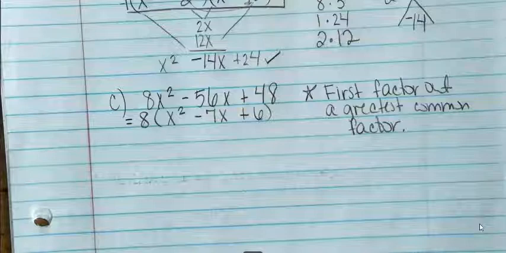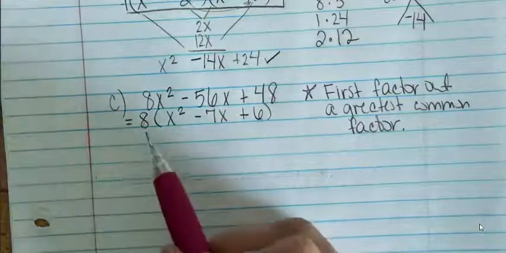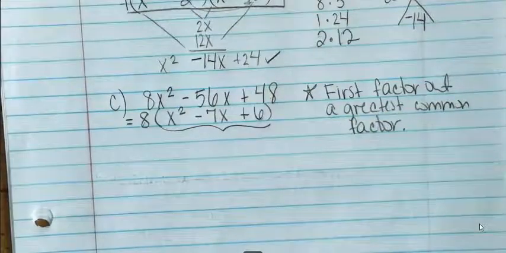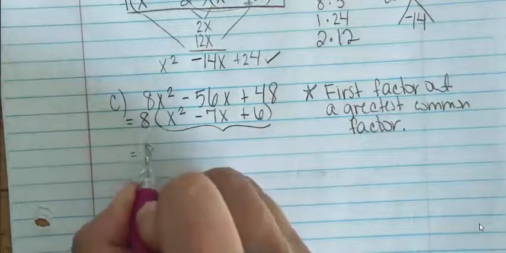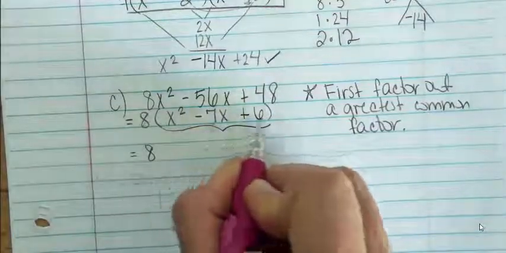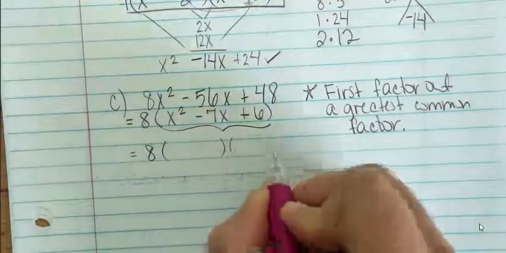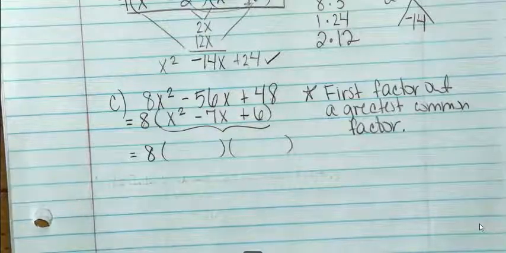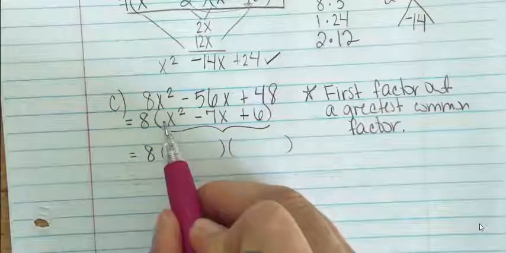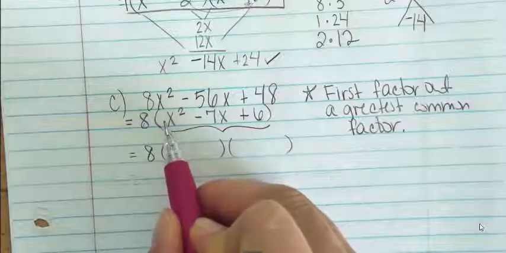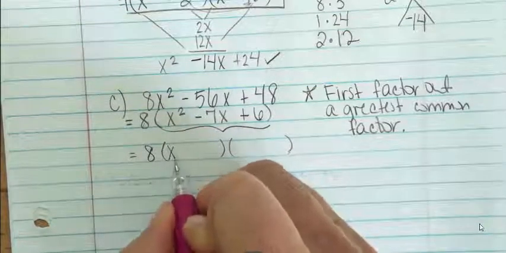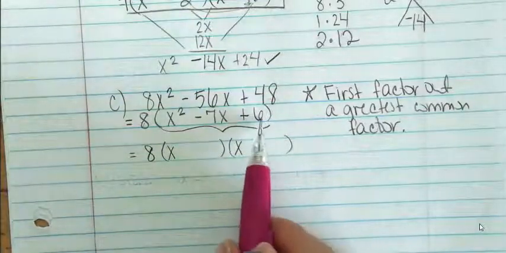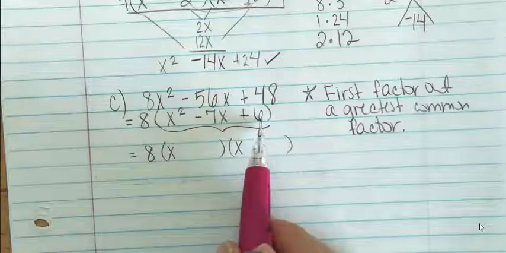Now, the part that I need to factor, 8 is already factored out, but this trinomial right here can still be factored. So that's what I'm going to work on factoring. So I'm going to keep the 8 where it is. This trinomial will get factored into 2 factors, 2 binomial factors. We're back to an easy problem because my first term has a coefficient of 1, meaning that it's just going to be x times x. And then, of course, this gets really easy because I'm just looking now at factors of 6.